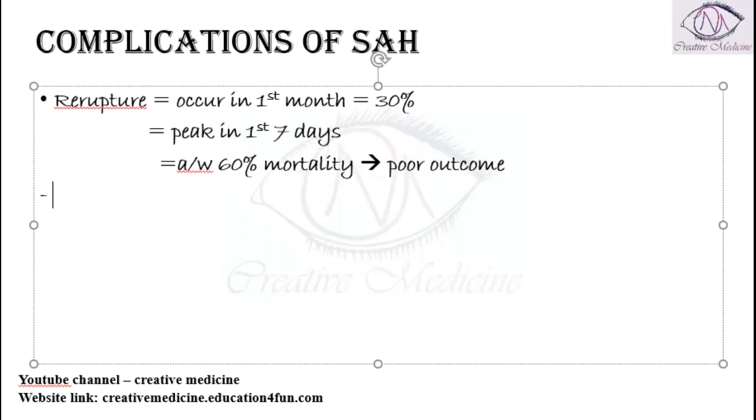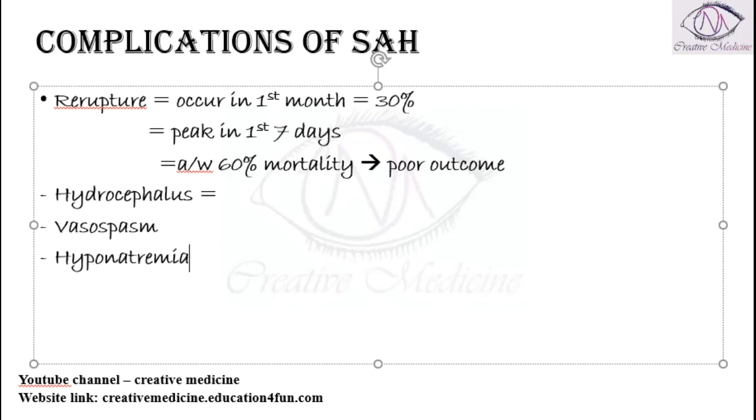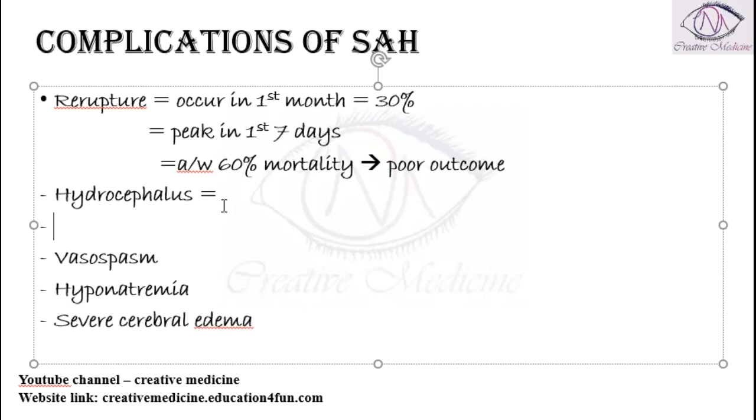Then the other complications: hydrocephalus is also a complication of subarachnoid hemorrhage. Hydrocephalus, vasospasm can occur, hyponatremia is a side effect, and severe cerebral edema is a side effect. So we will see each of them again.